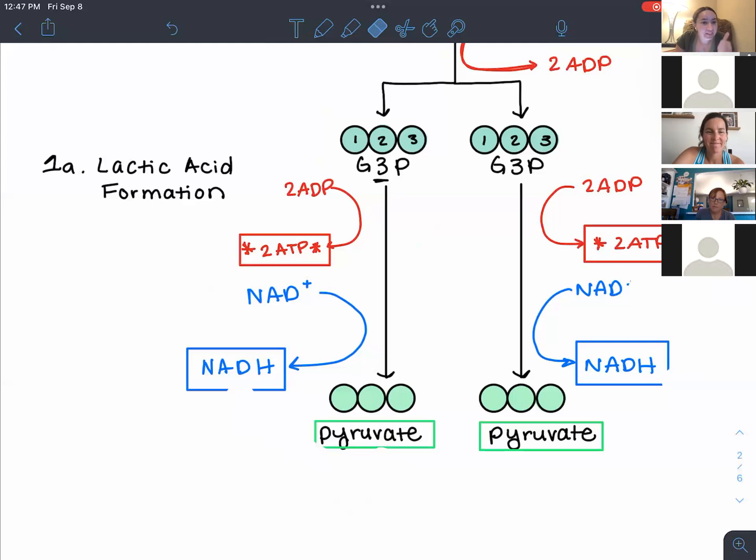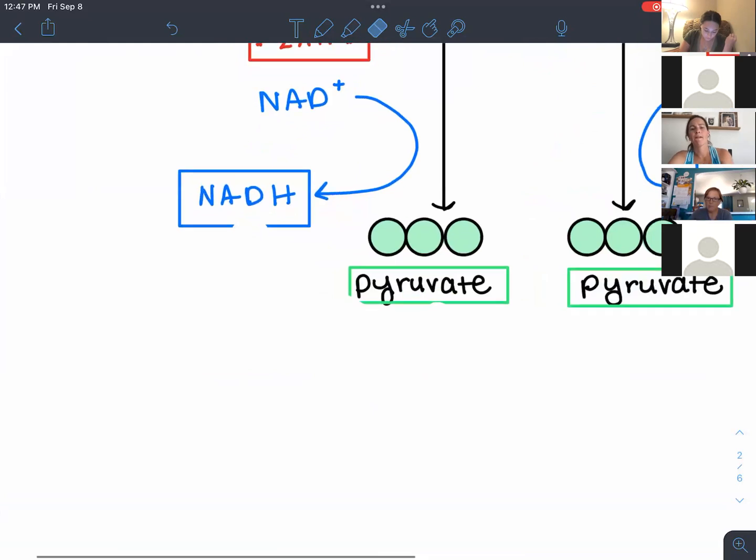Okay. But yes, in the chat, oxidize NADH and make lactic acid or ethanol. Exactly. So we're going to take an electron from NADH. So we are going to oxidize it.